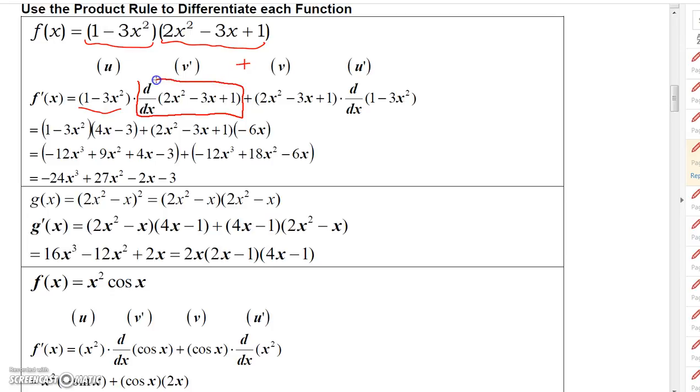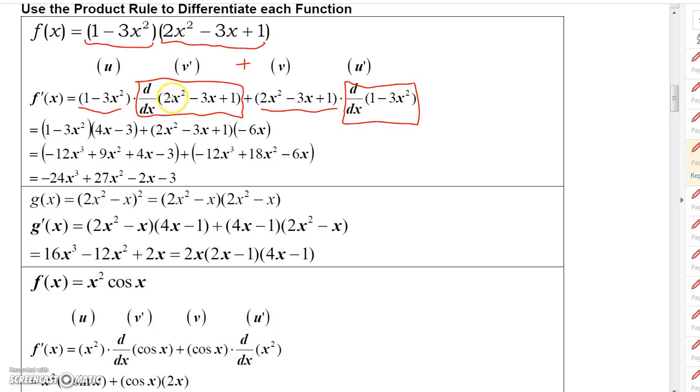To get v prime, don't I have to differentiate the v function? So I have to differentiate the polynomial. You can skip this step with practice, but for now, let's go ahead and include it. And then the next term is going to have v and then times the derivative of u. So the derivative of u would be the derivative of 1 minus 3x squared.